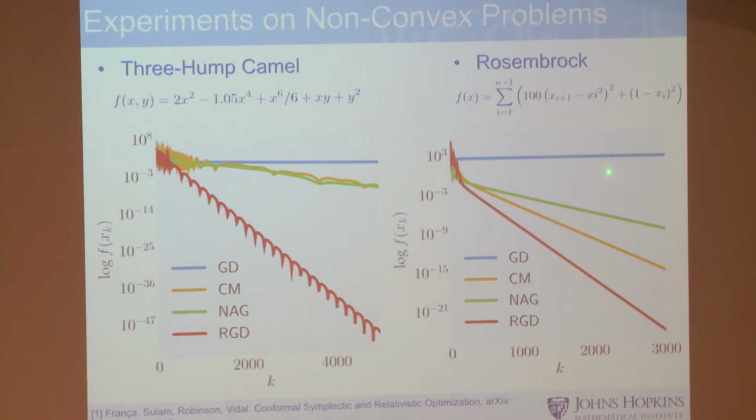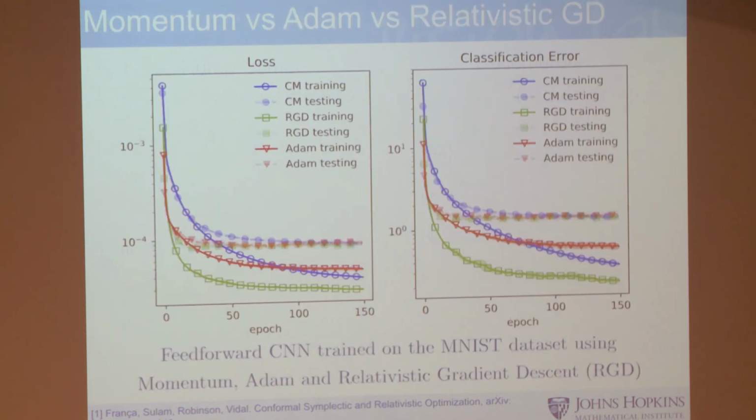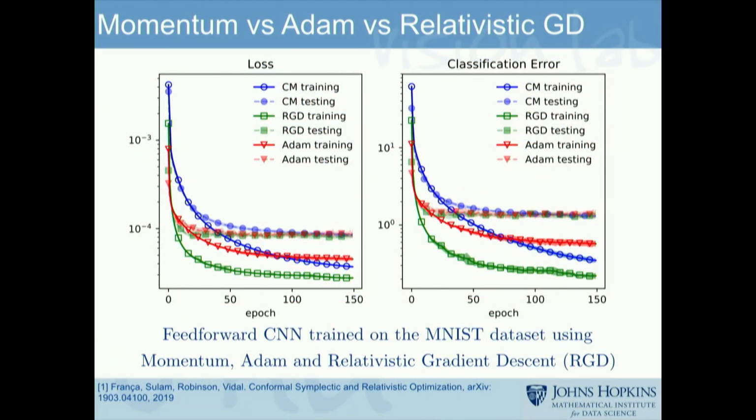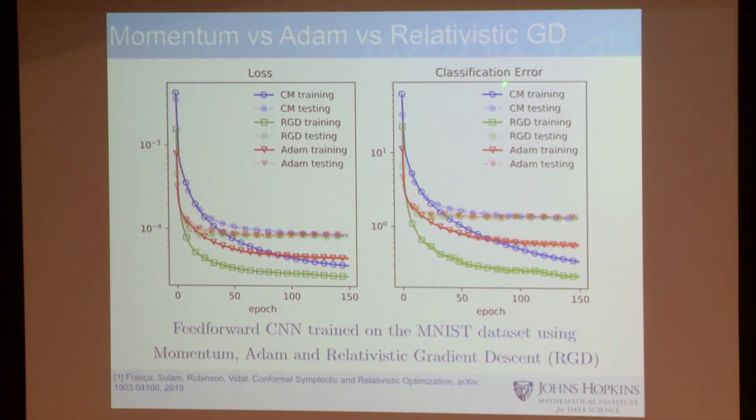This is another objective, so the same behavior. In this particular case, again, relativistic gradient goes down much faster. This is another example where we took a 3-layer neural network and we trained it by minimizing the standard loss, the cross-entropy loss on MNIST. And now what we're doing here is to compare, again, these various algorithms. So what you can see is these are training errors, and this is testing errors. This is the loss value, and this is the classification error.